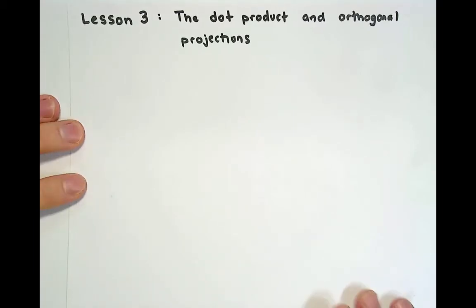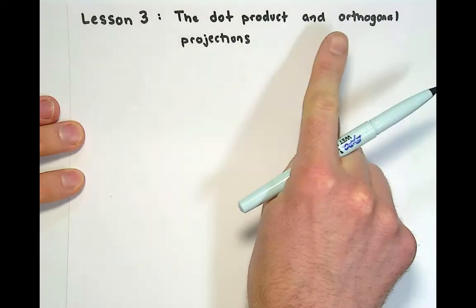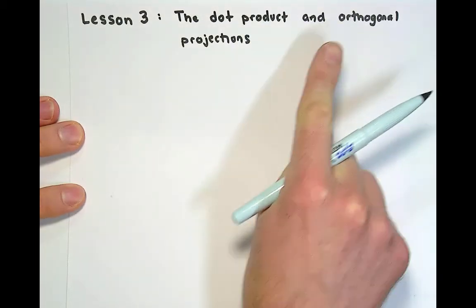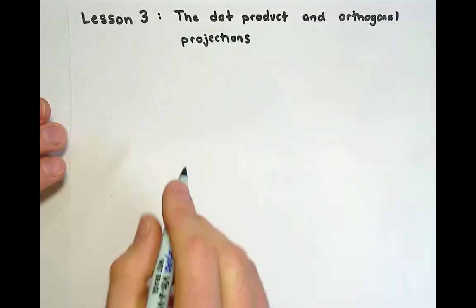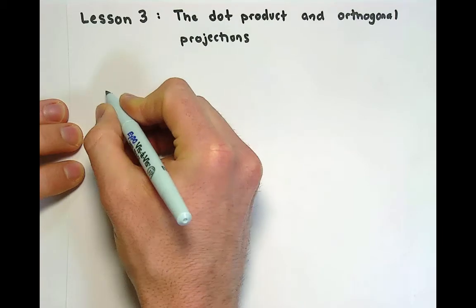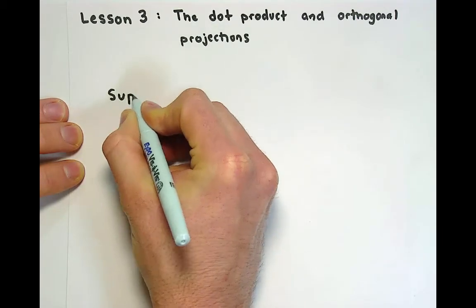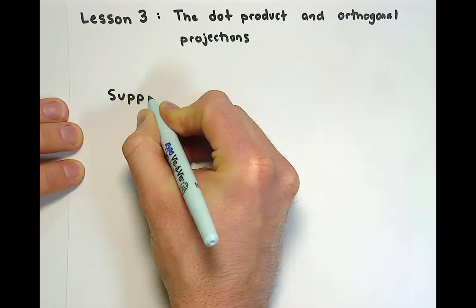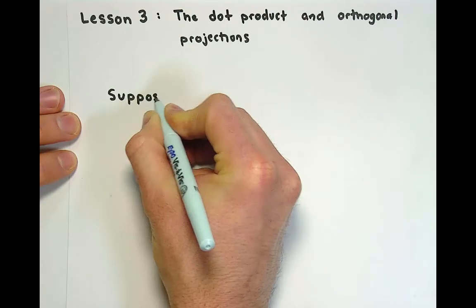Welcome back. In this video we're going to talk about the dot product and its use in constructing orthogonal projections. One of the major ideas behind the projection definition is that in some cases when you have two vectors you want to find components of one vector in the direction of another vector.